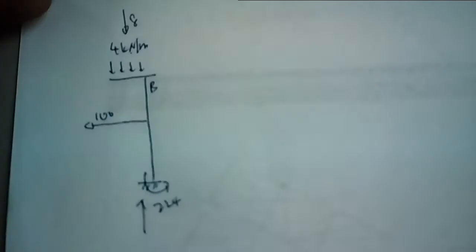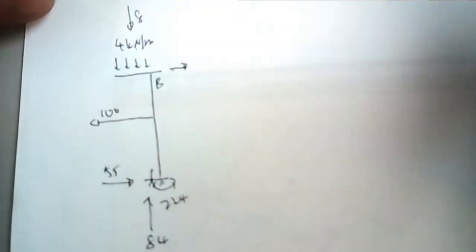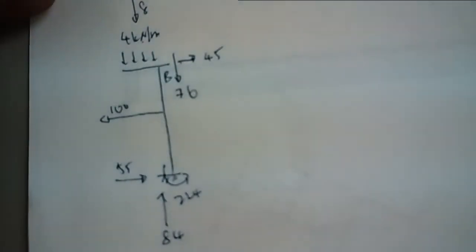It's pretty simple. Let's say I want to find point B. And don't forget we have a distributed load here with 4 kilonewton per meter, and then we have a horizontal force here. This is 100. This is 2 meters, so the total loading is 8. This is 224. This is 84. And then this is 55. So we can immediately know that the axial force at the right side of point B is 45. And the shear force, because this is 84 and this is 8, so this is 76 kilonewton.